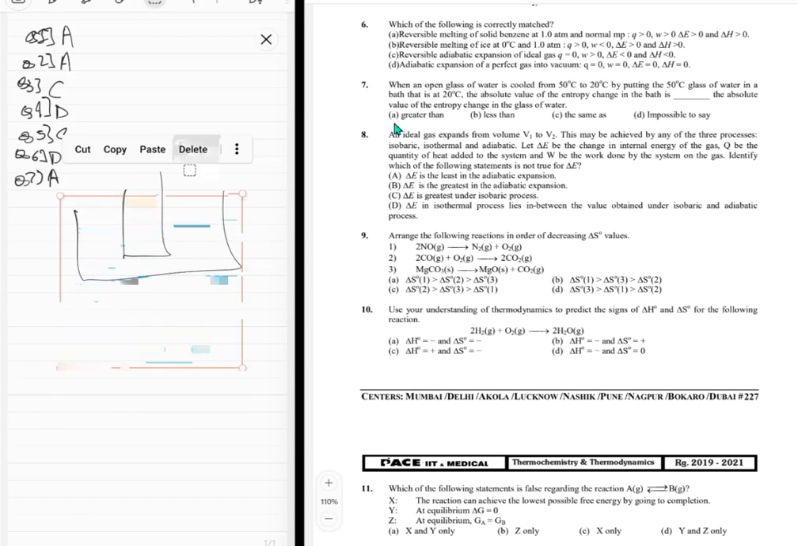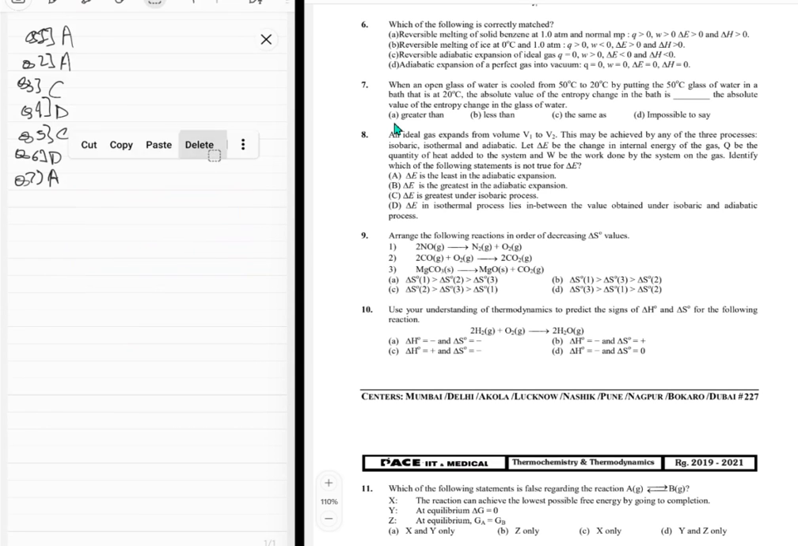All right, next. Question number 8. An ideal gas expands from volume V1 to V2. This may be achieved by any of the three processes: isobaric, isothermal, adiabatic. Let delta E be the change in internal energy of the gas, Q be the quantity of heat added to the system, W be the work done on the system. So it expands from volume V1 to V2 by different processes: isobaric, isothermal, and adiabatic. You have three different processes.